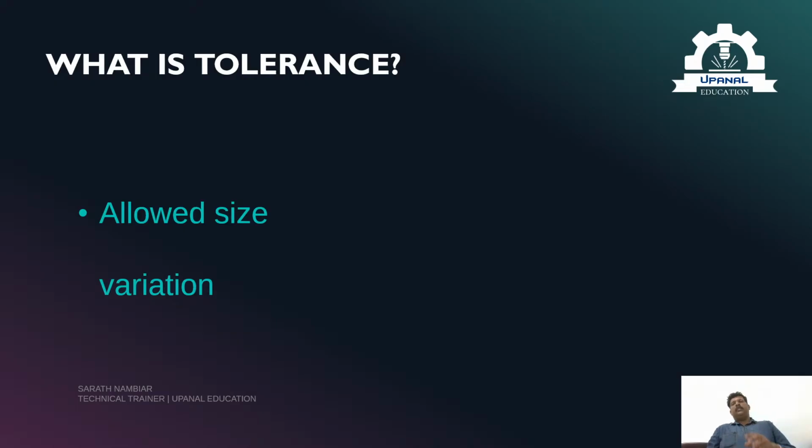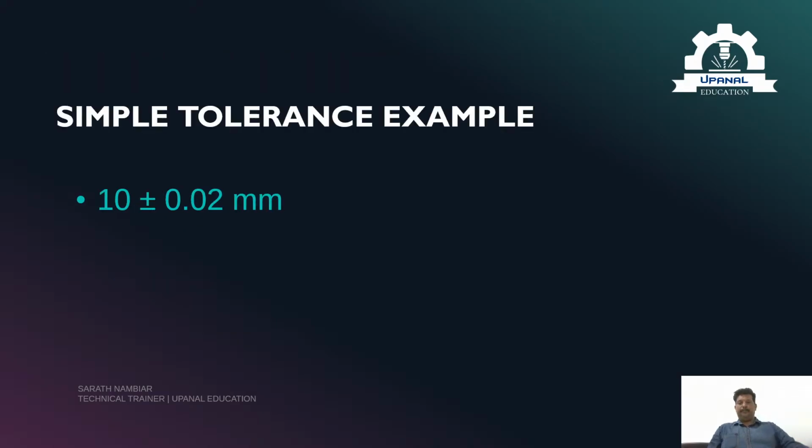For example, people ask, what is the distance from Bangalore to Hassan, or Bangalore to Mangalore? So people say it is 360 kilometers, for example. But will it be exactly 360? We say, okay, plus or minus 5 or 10 kilometers it will happen, right? So this acceptable variation, this plus or minus value, is known as tolerance.